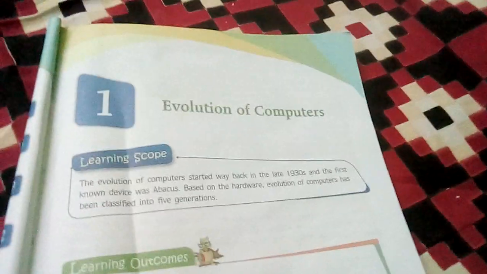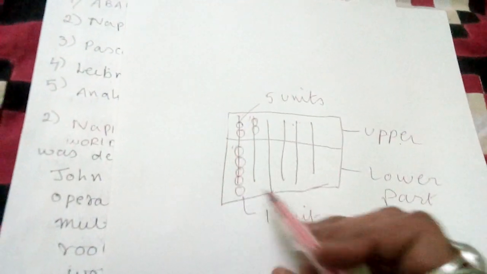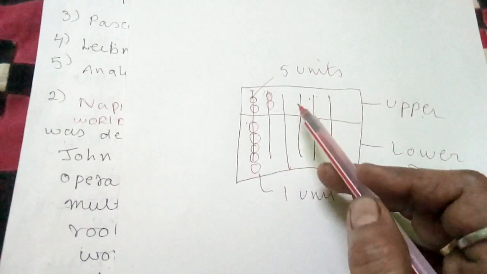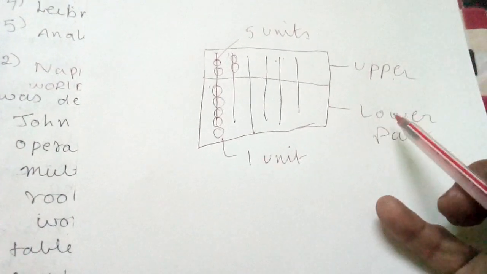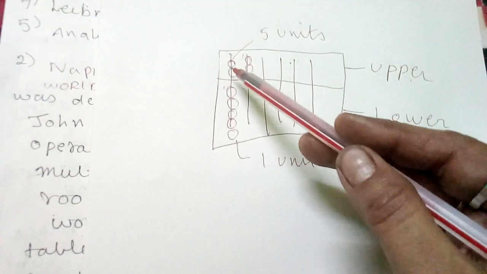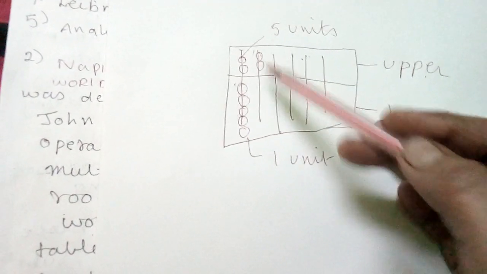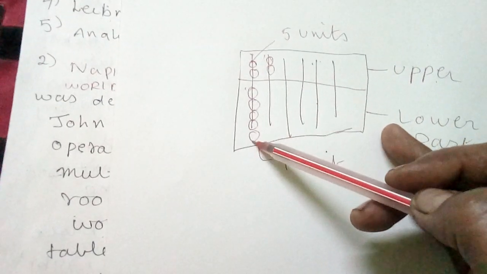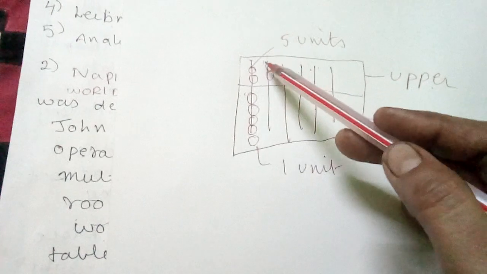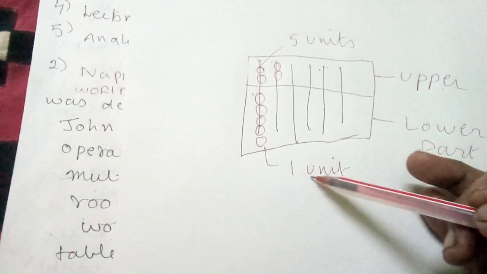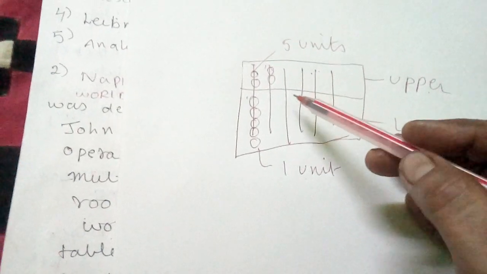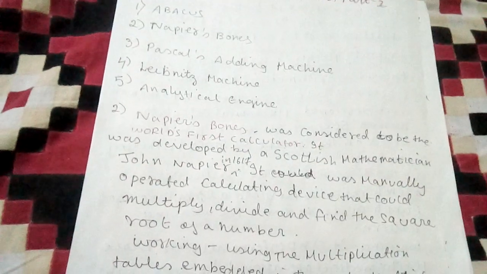Now a quick recap on abacus. An abacus is a wooden frame. It is divided into two parts, that is the upper part and the lower part. It consists of beads embedded on it. The upper part consists of 2 beads, the lower part consists of 5 beads. Upper bead is of 5 units and lower bead is of 1 unit, and the calculation is done by moving the beads.